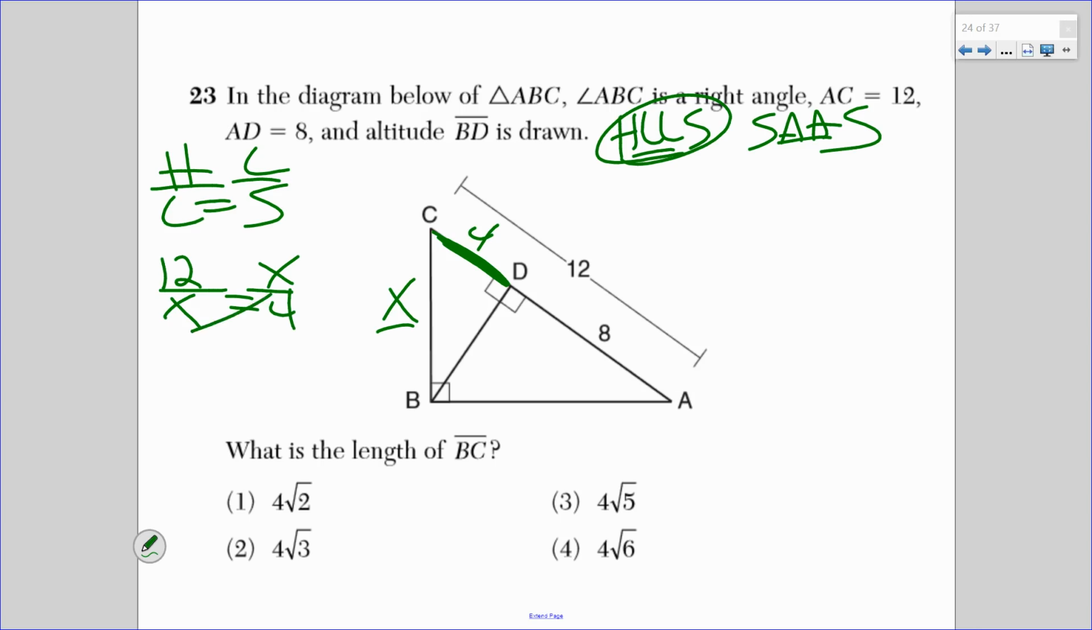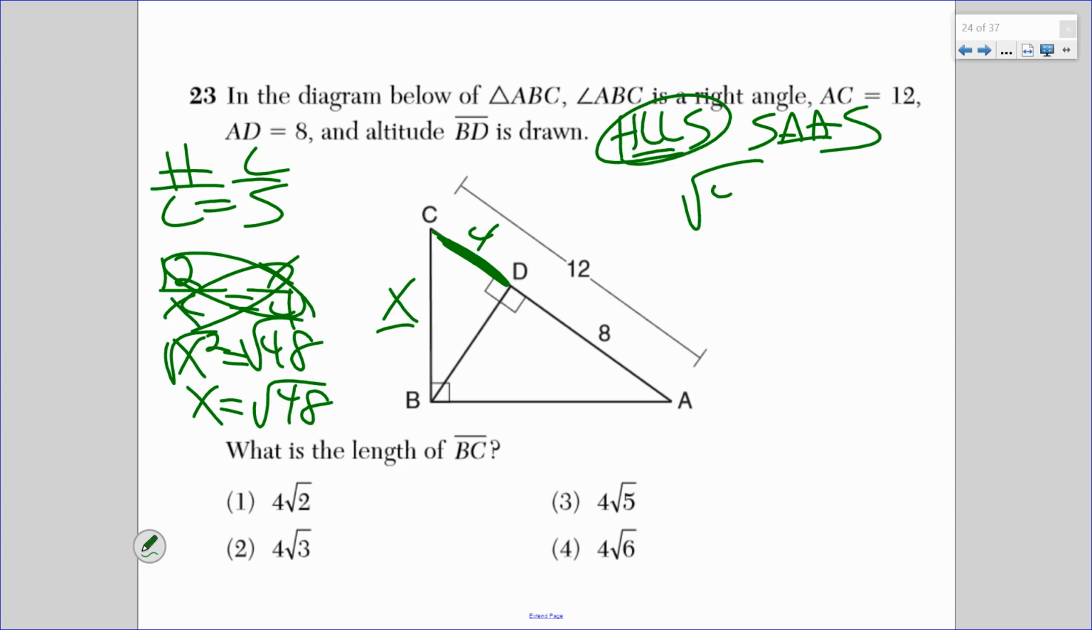We cross multiply and solve. I get X squared equals 48. I take the square root of both sides. I get X equals radical 48. Well, I don't see that there. I'm going to have to simplify that radical.